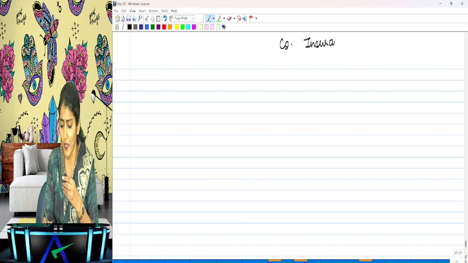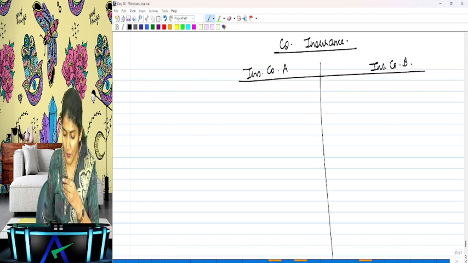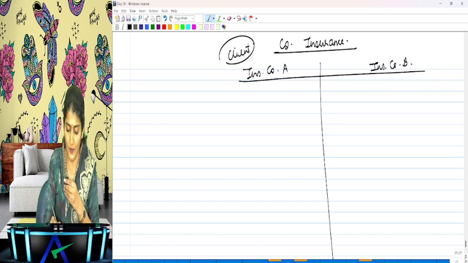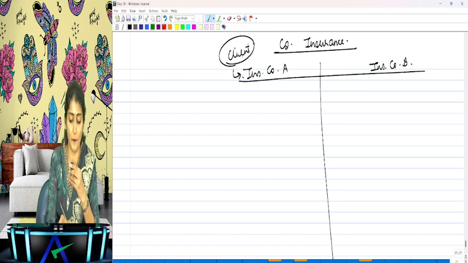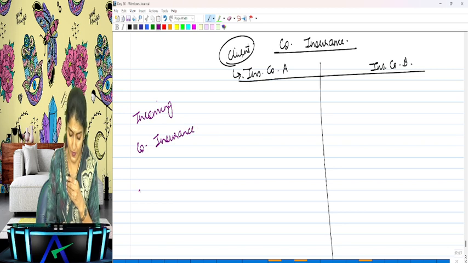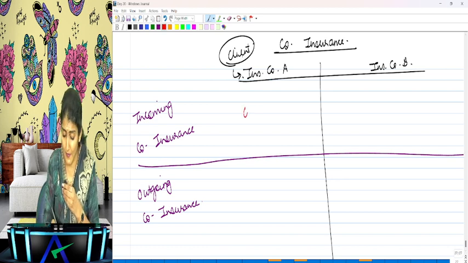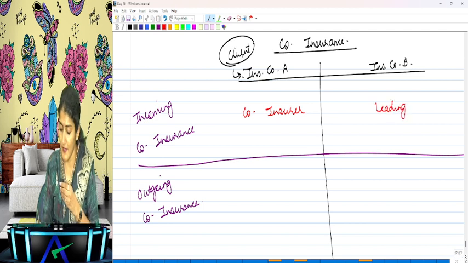Right? In case of the co-insurance also, what does it say? Again, insurance company A, and then there is the insurance company B, right? And again, who is my client? My client is insurance company A, right? Say my client is insurance company A, and what it could be? It could be the incoming co-insurance, or it could be the outgoing co-insurance. Okay, incoming co-insurance is when my client is the co-insurer and some other insurance company is the leading insurer.